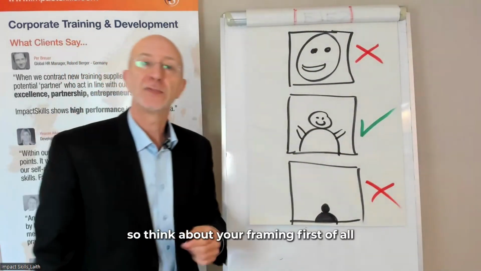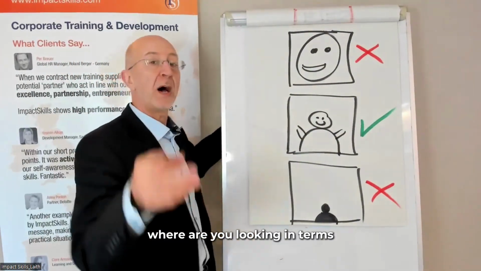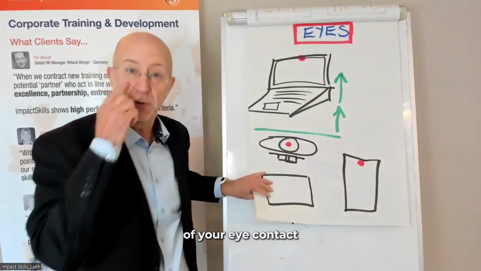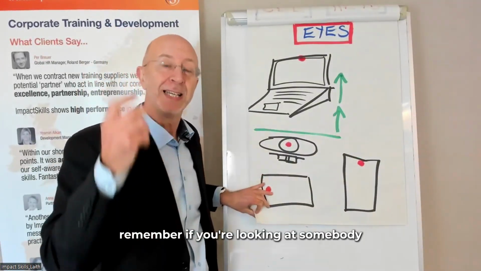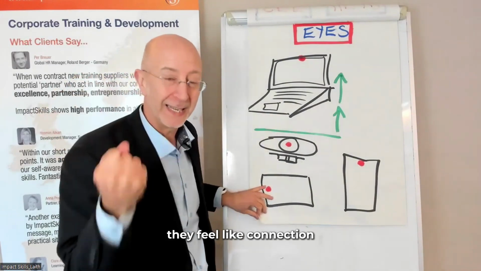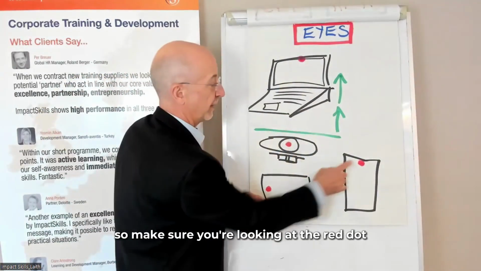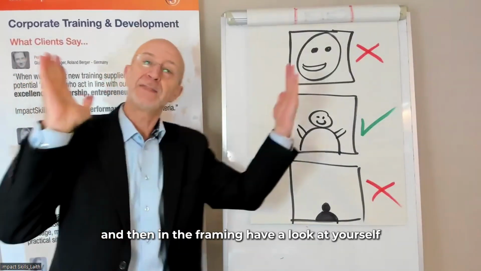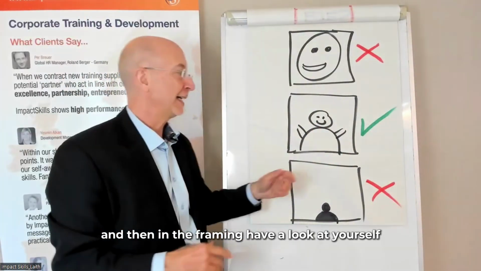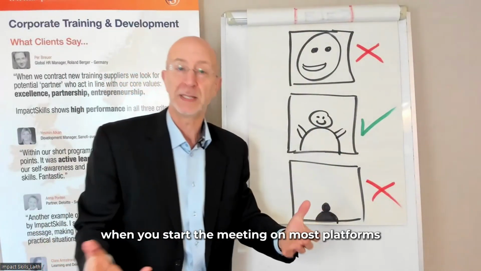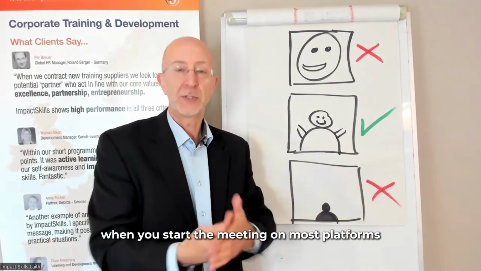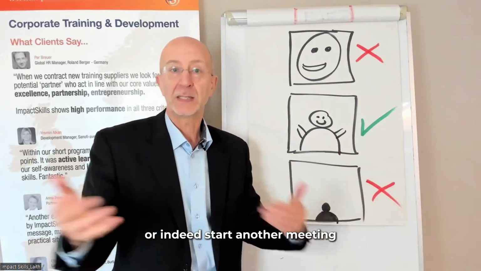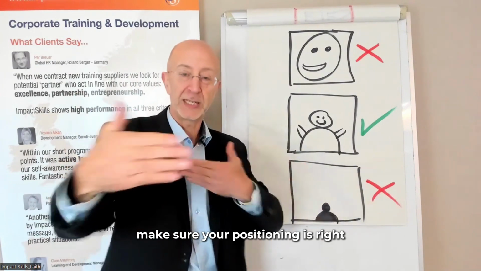So think about your framing. First of all, where are you looking in terms of your eye contact? Remember, if you're looking at somebody, they feel that connection. So make sure you're looking at the red dot, whichever format you're using. And then in the framing, have a look at yourself when you start the meeting. On most platforms, Zoom, Teams, WebEx, you can start the meeting early or indeed start another meeting. Make sure your positioning is right.